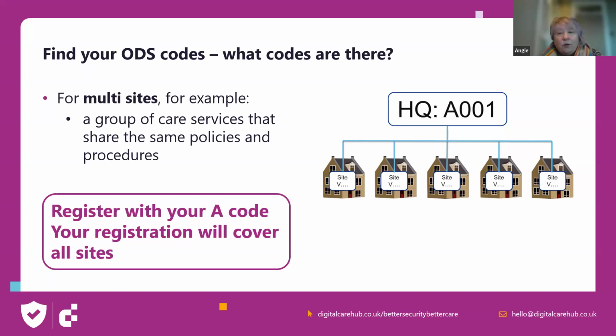And use the head office code to register. This option only applies though where arrangements for data and cybersecurity at each site are the same or very similar. So for example, where there's a single type of service offered across the business, this example applies. And more on that later, okay? So if you've got a head office in A and you've got single sites that have the same arrangements, then you register under your A code. And the next slide, please.